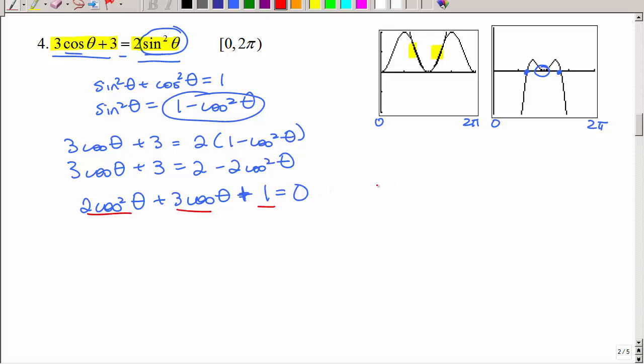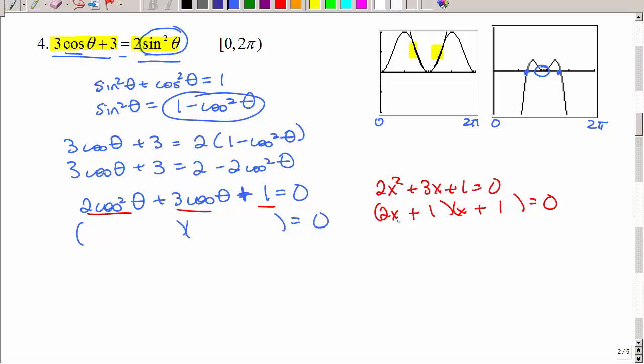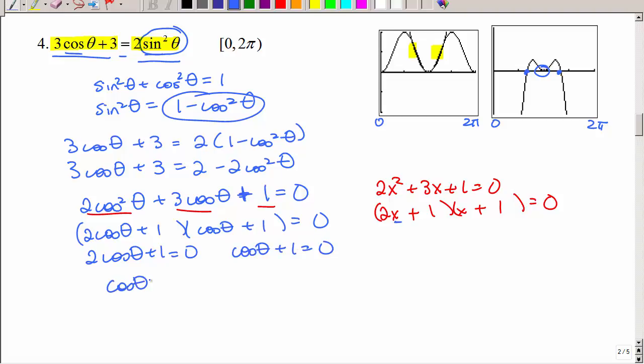It's quadratic, so I'm going to think of this problem where x takes the place of cosine theta. Can I factor that? I'd rather factor than use the quadratic formula, I think. So I think if it's all plus, that seems to factor, which means this factors. So instead of x, I would have cosine theta. Then we set both of those equal to 0 and solve for cosine. So I'm going to subtract 1 and divide by 2.